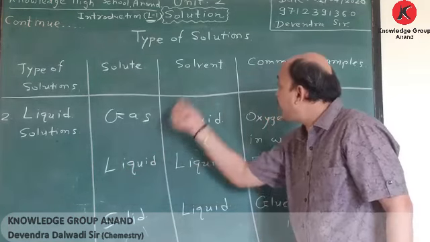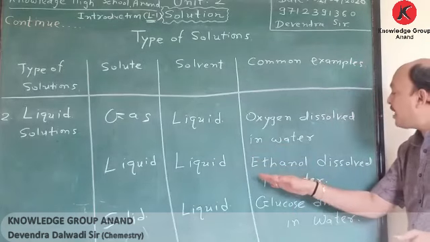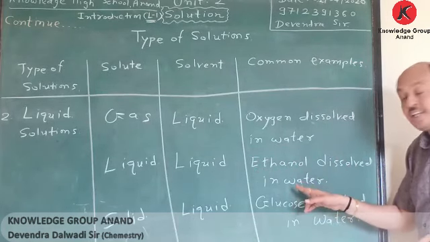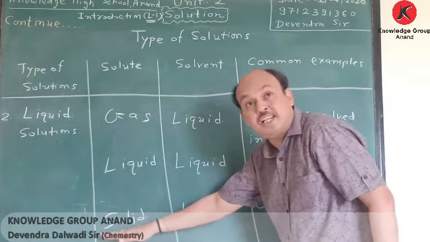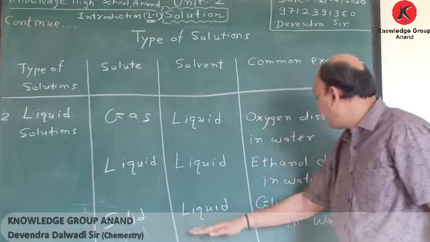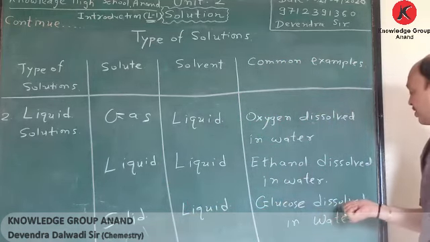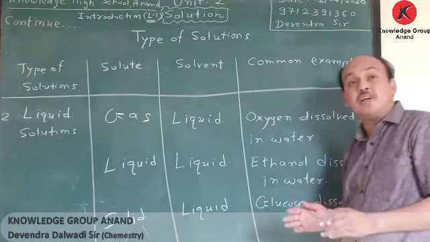Solute in liquid form and solvent also in liquid form, that means both are liquids. An example is ethanol dissolved in water, where water acts as the solvent. Another example is solute in solid form and solvent in liquid form. It is a very simple example: glucose dissolved in water, or sodium chloride dissolved in water.